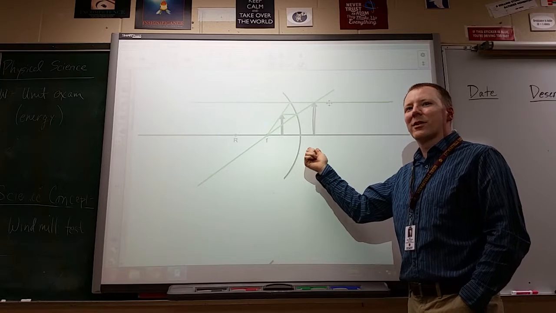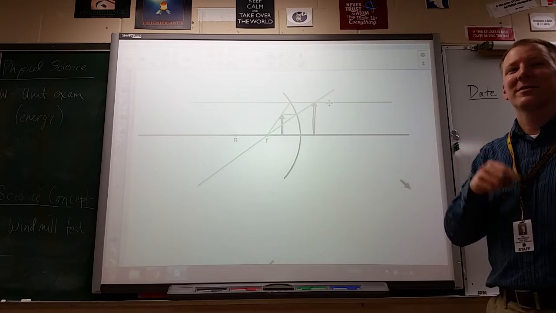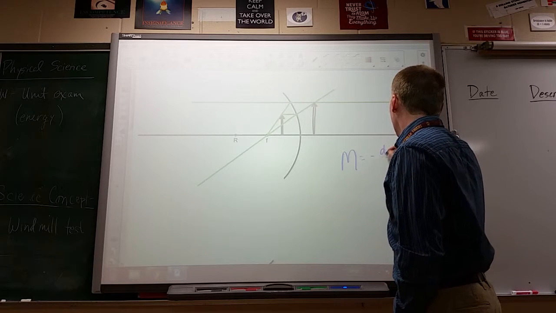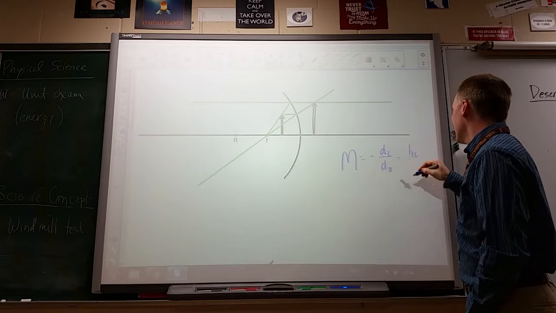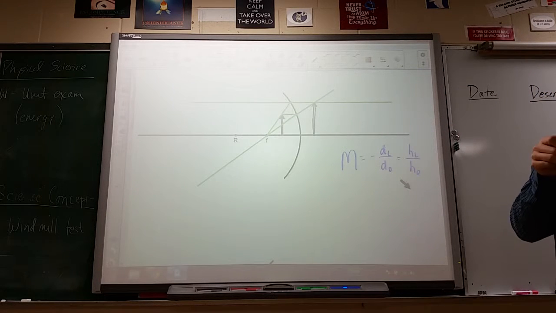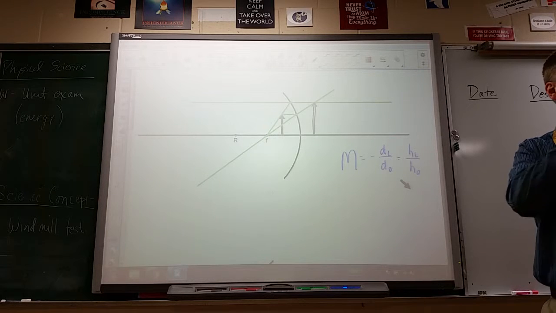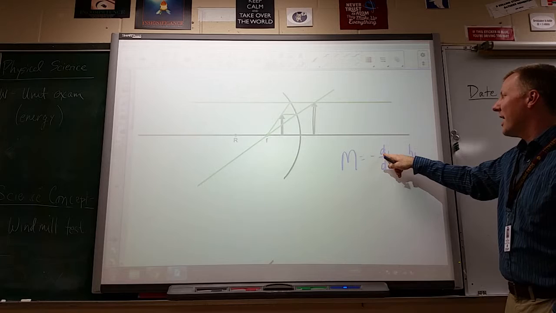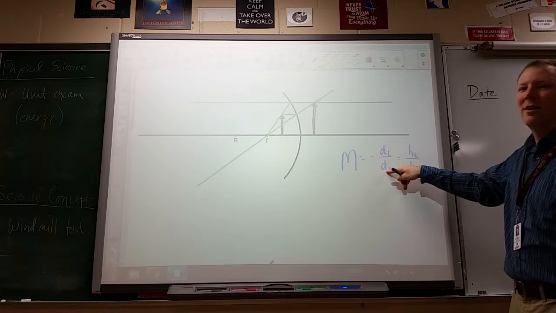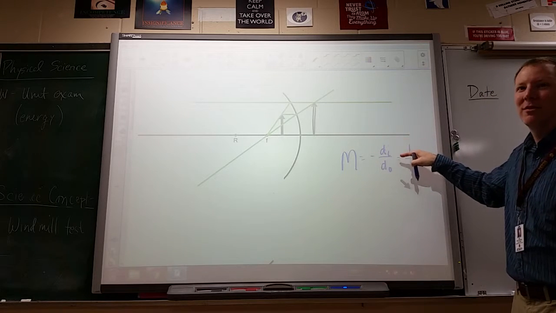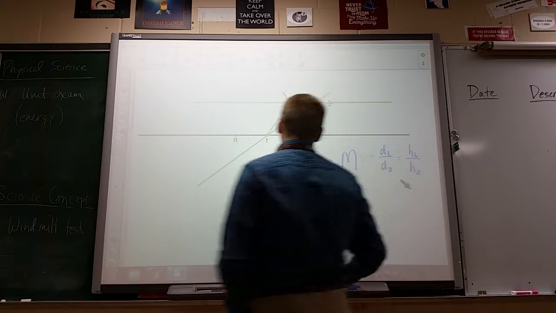Does this meet the requirement of the magnification being -6? So if magnification equals negative DI over DO, or also the height of the image over the height of the object, is this going to be -6? Why not? It's not inverted. It's not upside down. So in this case, we could not. This DI would be a negative number, so you'd have a negative times a negative number over DO. This can't be a virtual image in this case, because that would make this a positive magnification, which makes sense because it's upright. So this one doesn't work.